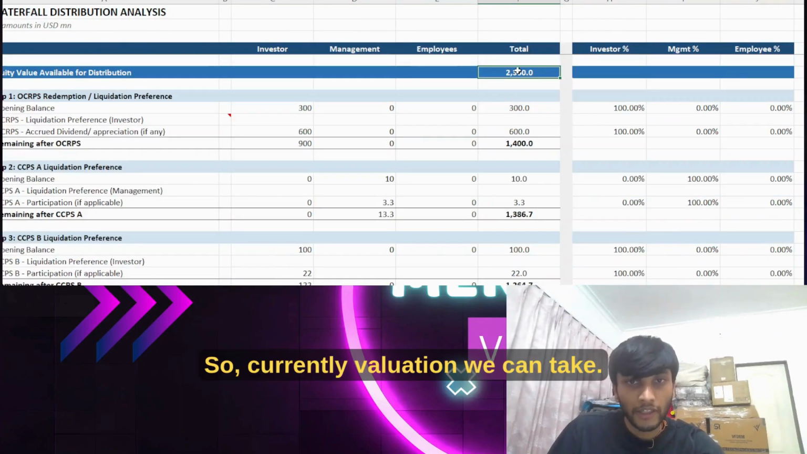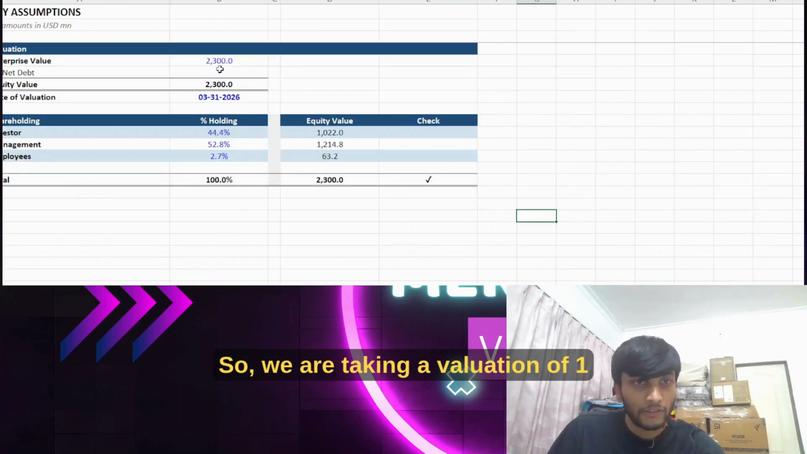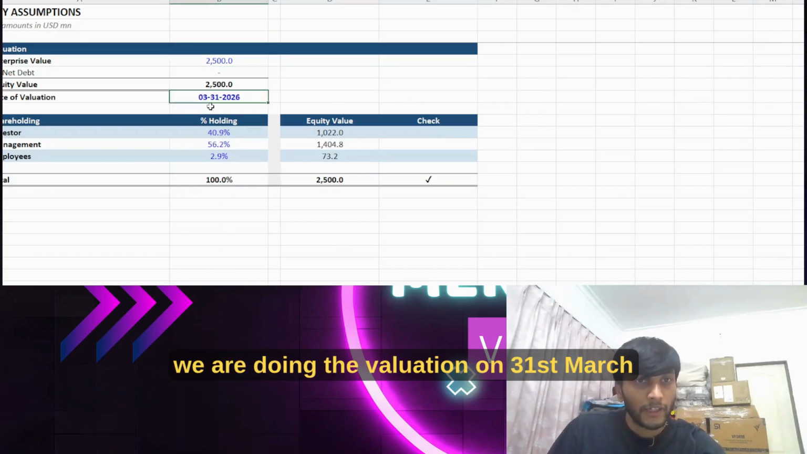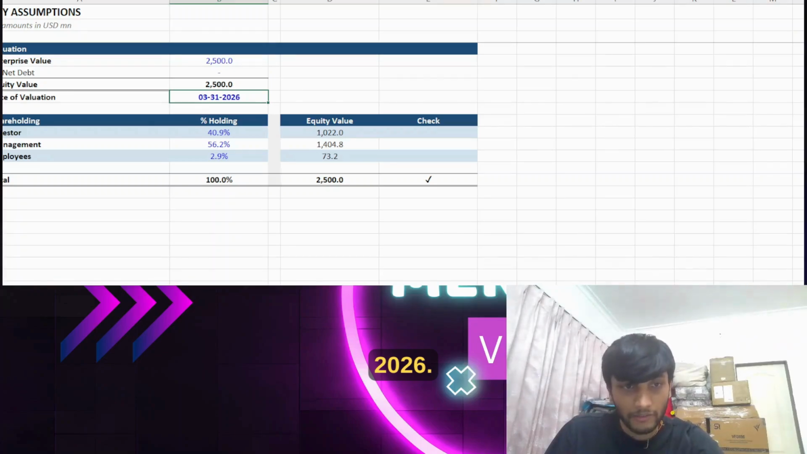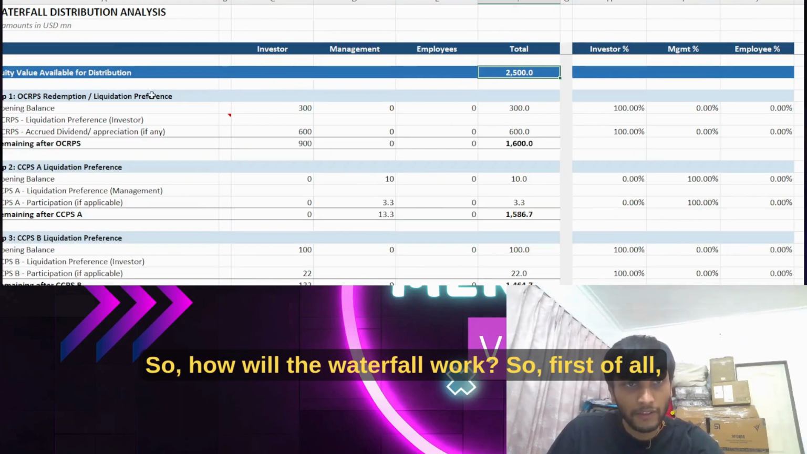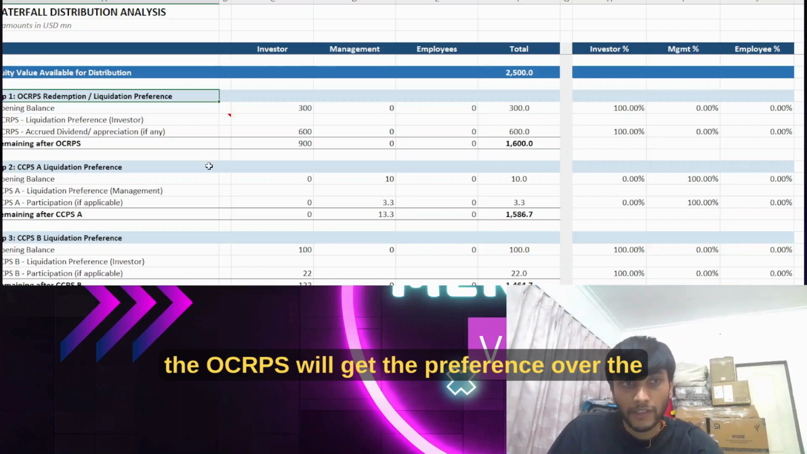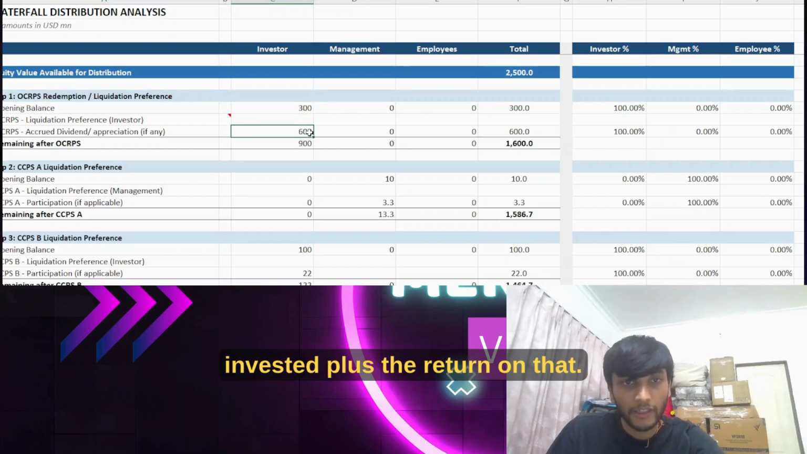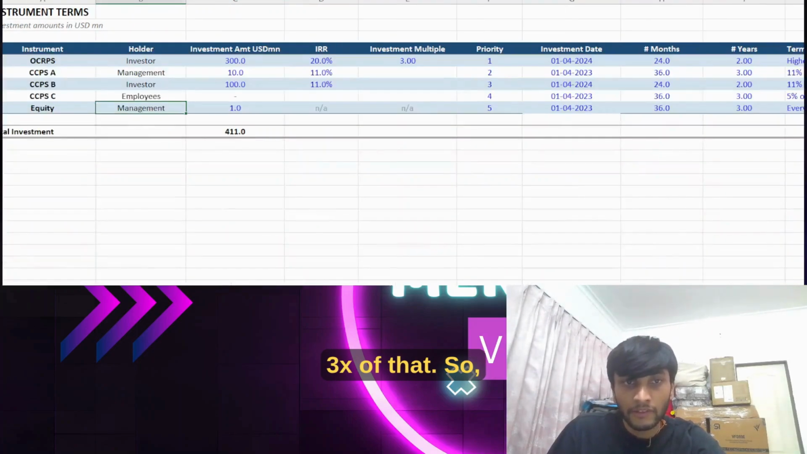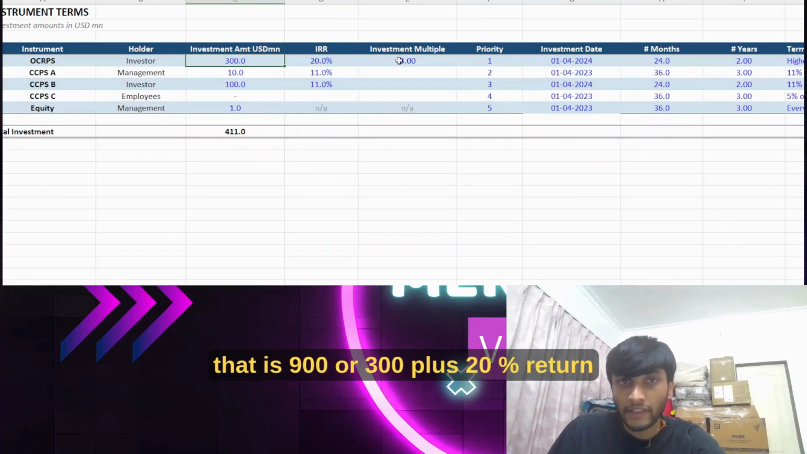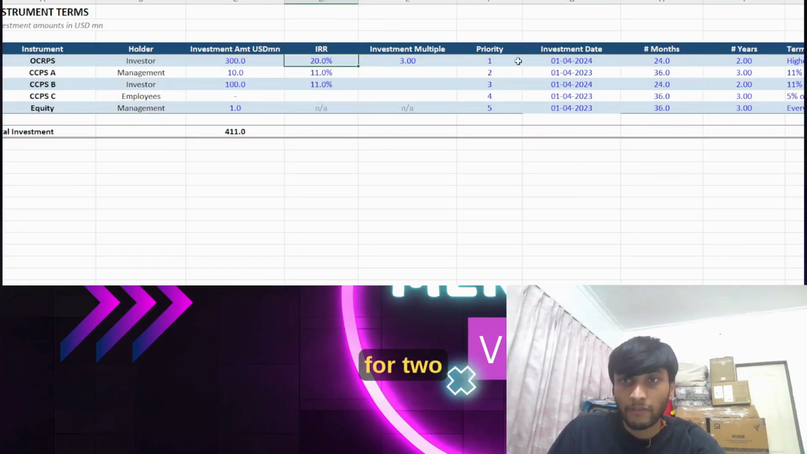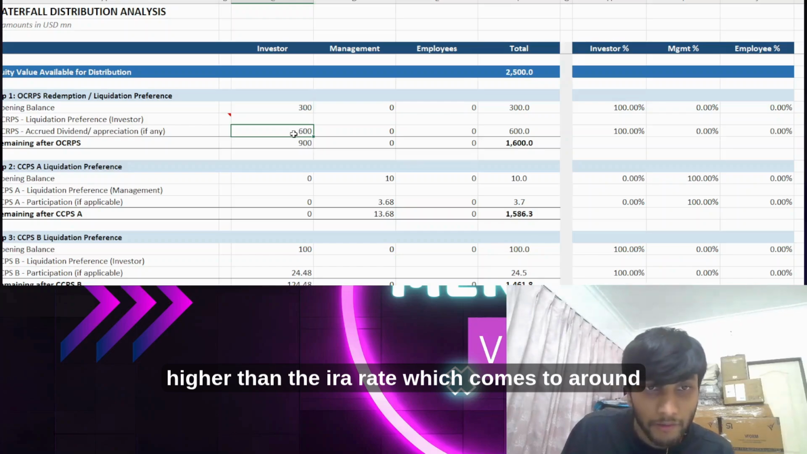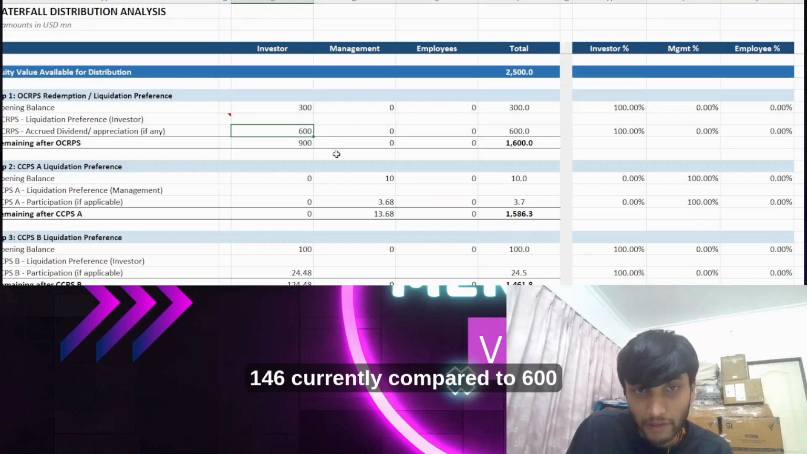So currently, for the valuation, we are taking 2.5 billion, and we are doing the valuation on 31st March 2026. So how will the waterfall work? First of all, the OCRPS will get the preference over the rest, and so they will get 300 million, which is the amount they invested, plus the return on that. So it will be the higher of 3x of that, which is 900, or 300 plus 20% return. For the OCRPS, the 3x is higher than the IRR rate, which comes to around 146 currently, compared to 600.